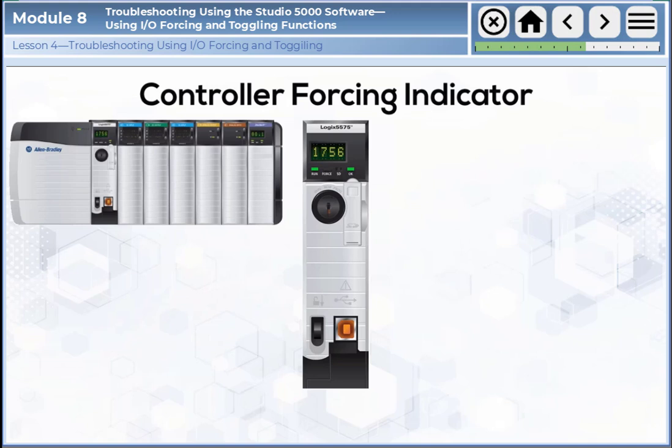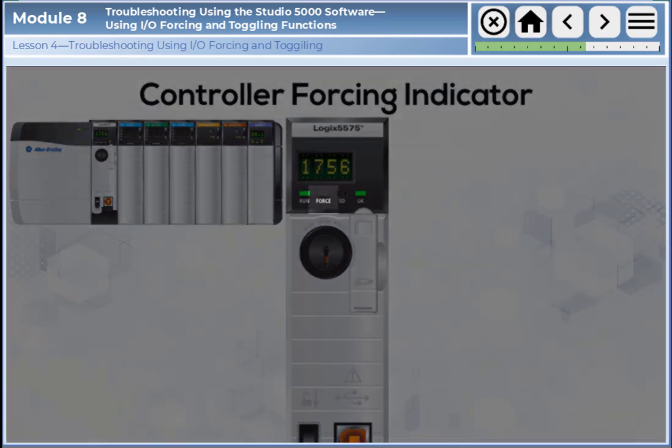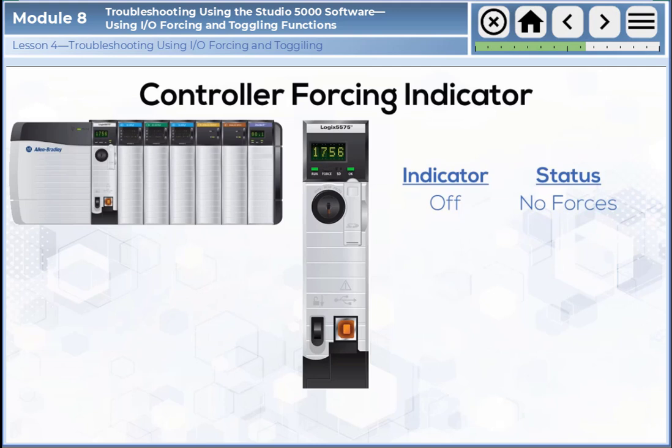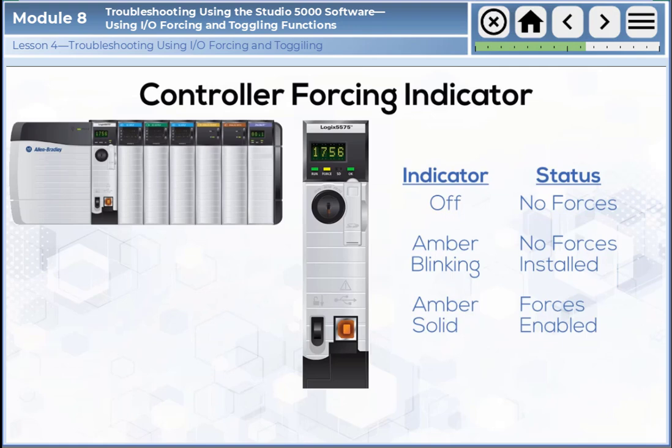The controller has an amber yellow LED indicator in its front panel that indicates the status of the forces in the controller. If there are no forces installed or enabled, the LED will be off. If forces are installed in the code, the LED will be flashing. And if forces are enabled, the LED will be a solidly lit amber yellow color.